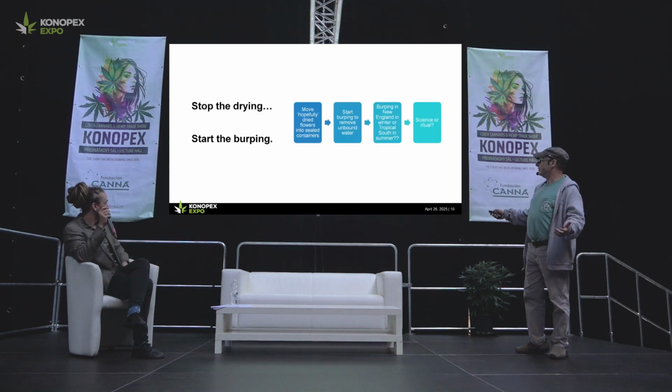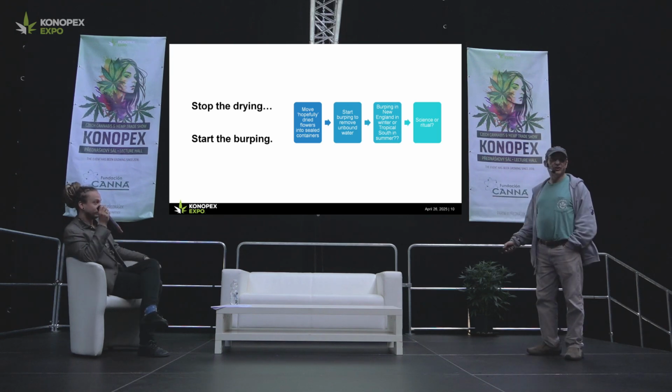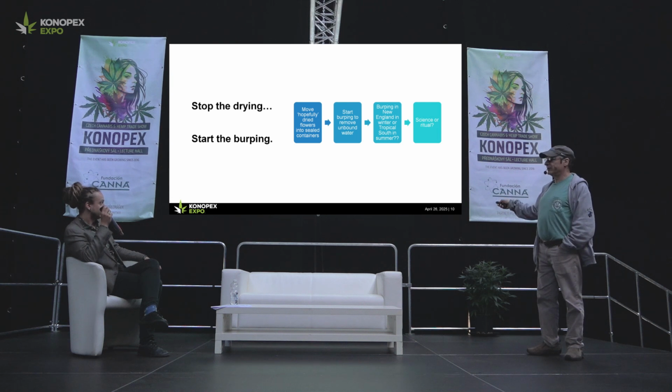So, what are we doing? We're stopping the drying. We're hopefully moving the dry flower into sealed containers. We start burping to remove unbound water. And burping in different areas, sorry, this is US centric, but it applies anywhere in the world, depending on the climate, the burping process. Yeah, so this goes back to the first slide, science or art. What are we doing here?